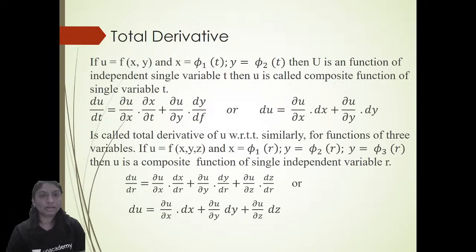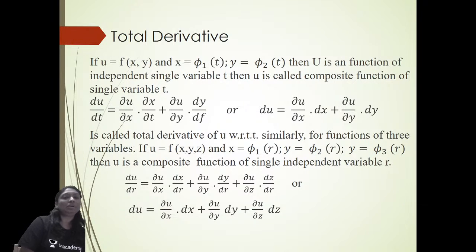Now the next topic, the definition of total derivative. What do you mean by total derivative? If u is a function of x and y, where x is a function of t and y is a function of t, then u is a function of the single independent variable t, and u is called a composite function of t. And du/dt is equal to ∂u/∂x into dx/dt plus ∂u/∂y into dy/dt. So here you will get the total derivative of the function.